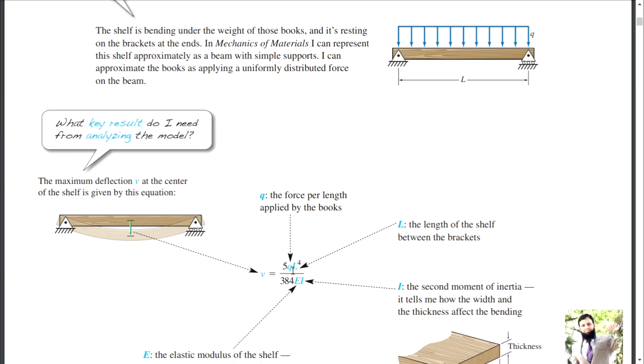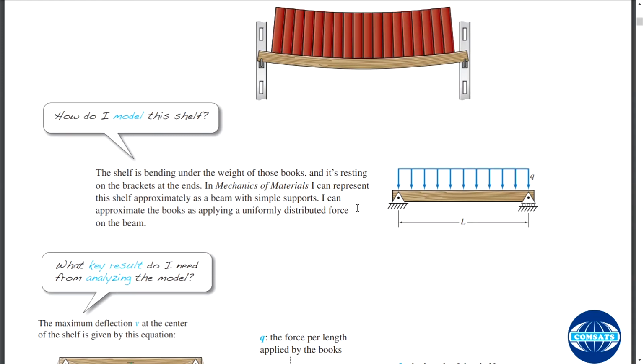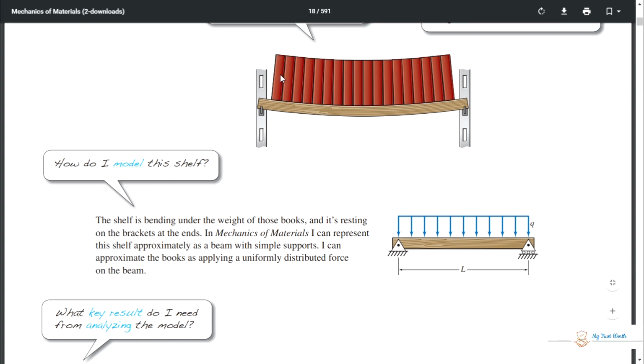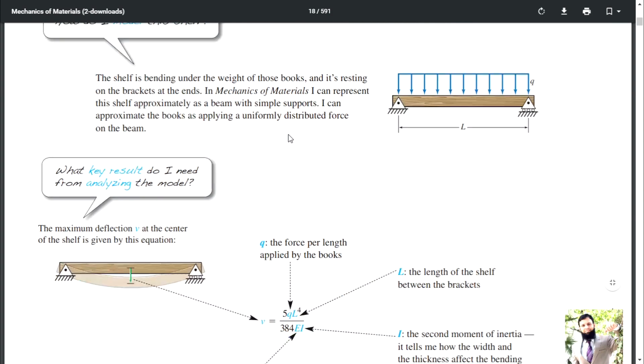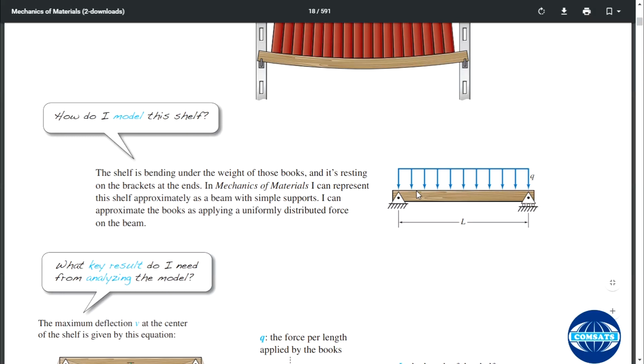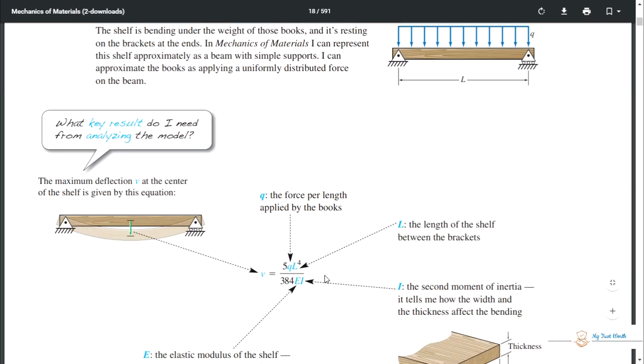So what is this Q? Force per length applied by the books. This is one force, and force applied per unit length. How much will it be? If this is a 1 kg book times g, that will convert it to force, and that force is uniformly applied, so force per unit length. So this is Q. L is the length of the shelf between the brackets. So this length is not included, from this bracket pin to this other pin. This length is the L.